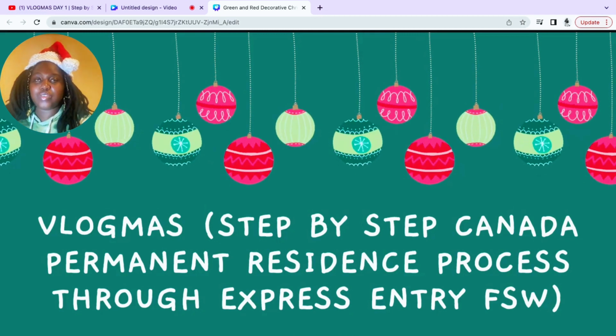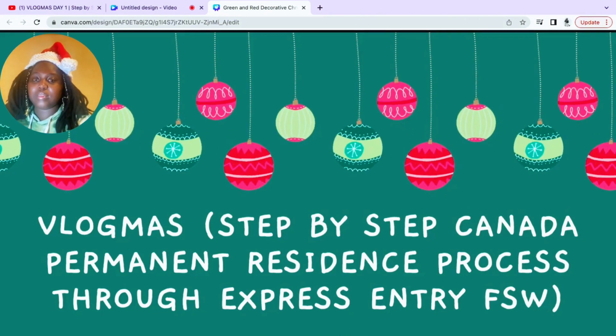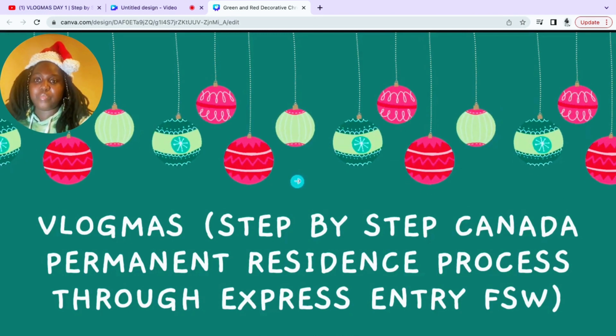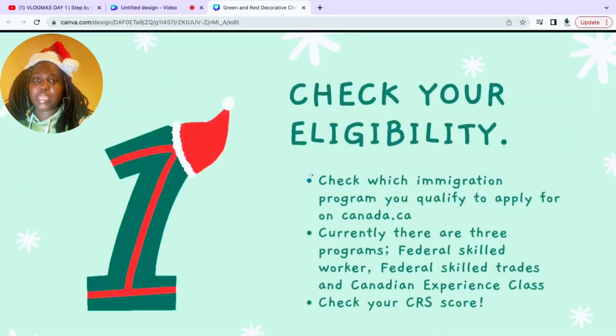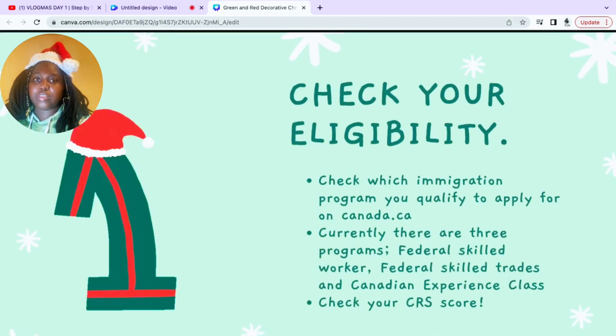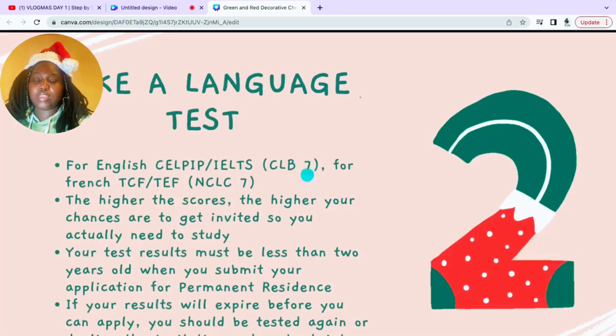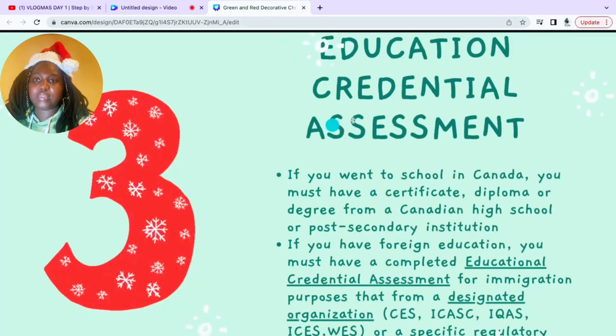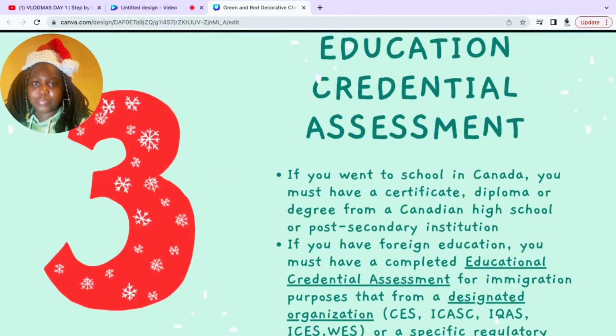Through Express Entry, FSW. Oh, that's a mouthful. Basically, we're trying to see what the steps are to apply for permanent residency in Canada. And today is Vlogmas Day 3. The first day we talked about checking your eligibility. The second day we talked about taking a language test. And today we are going to talk about the education credential assessment.